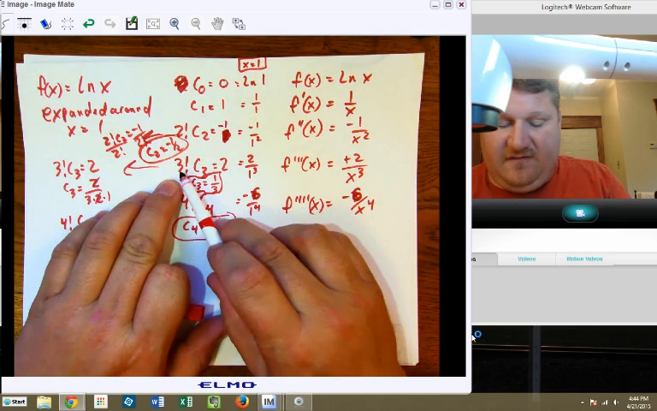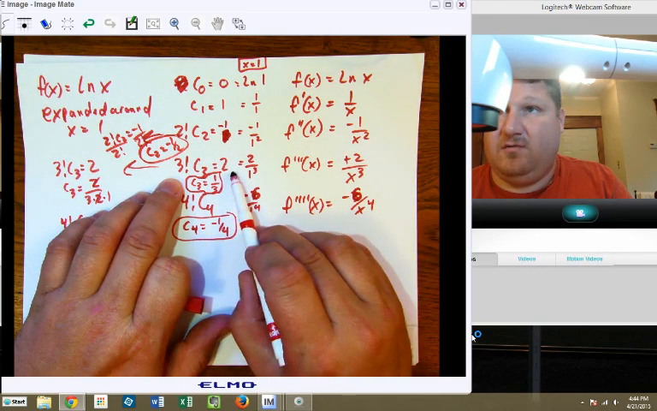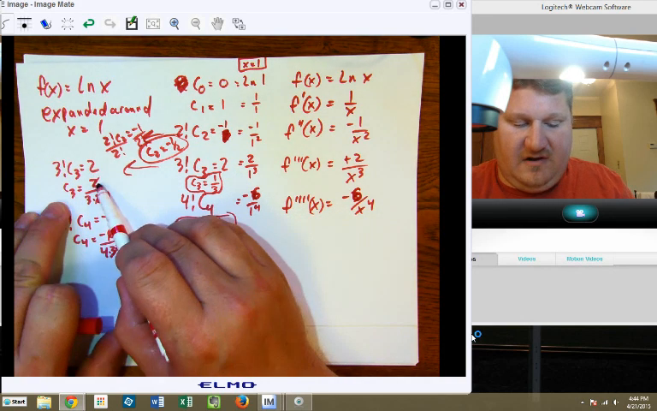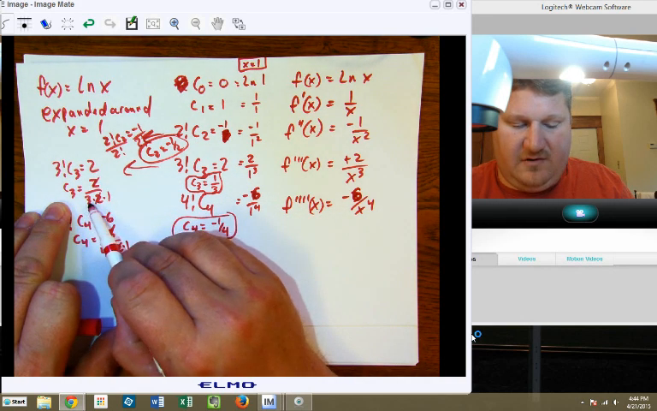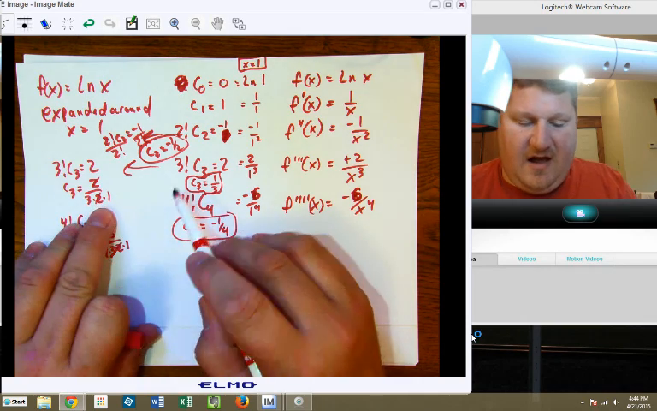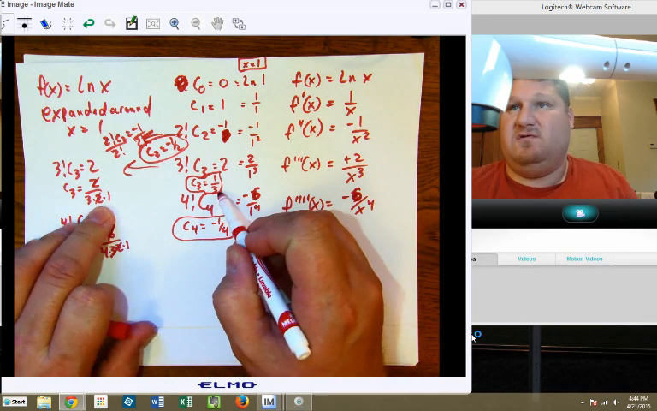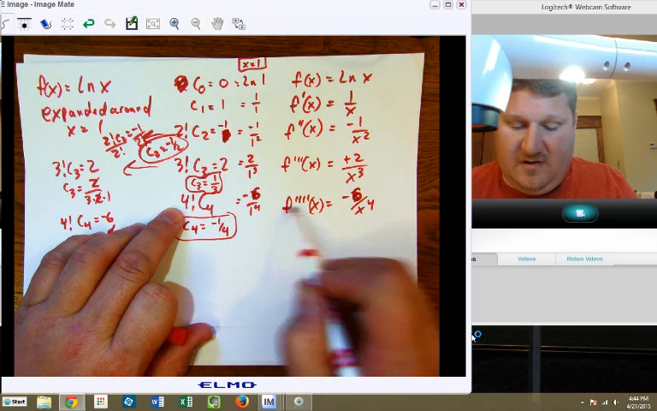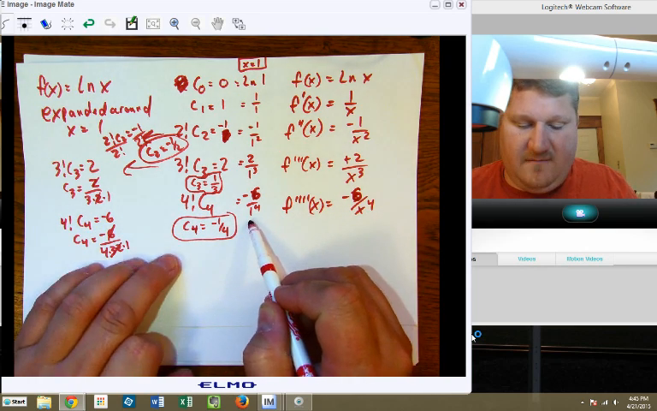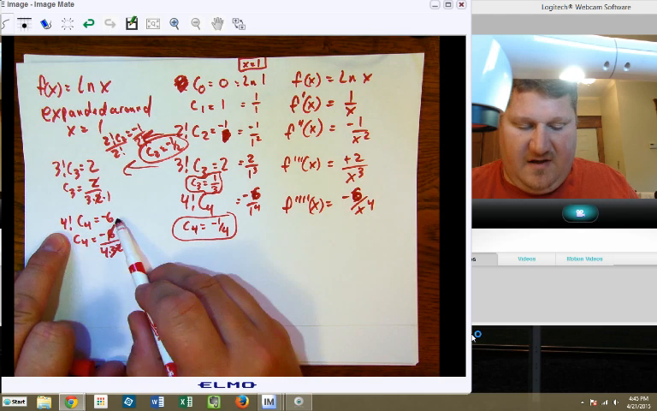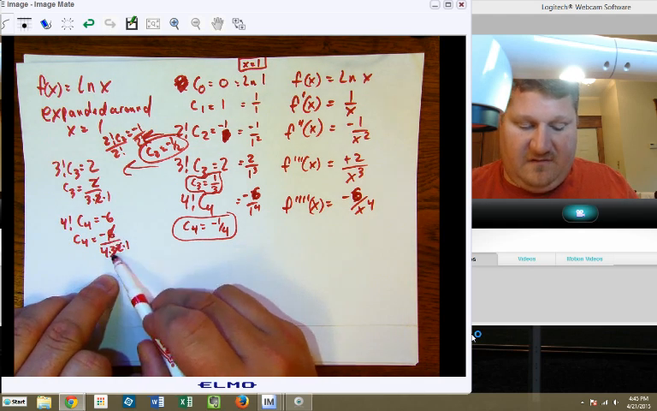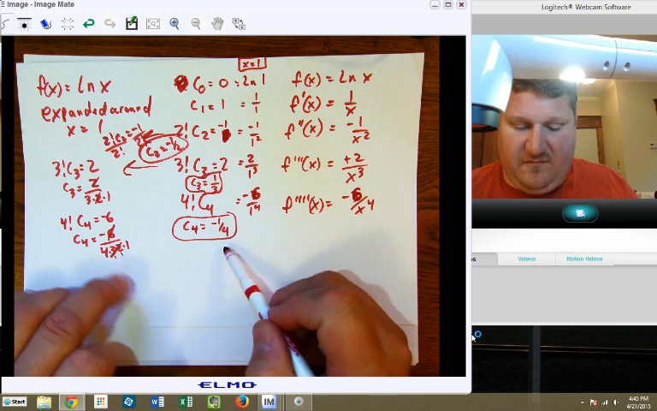Now, I have 3 factorial c3 equals 2. So let's go over here, and I have 2 divided by 3 factorial, 3, 2, 1. The 2s cancel out. I'm left with c3 equals 1/3. 4 factorial c4 equals negative 6. When I plug in the 1, I divide by 4 factorial, 4, 3, 2, 1. And we come up with, hey, 6 and 3 and 2 cancel out, so we're left with negative 1/4.